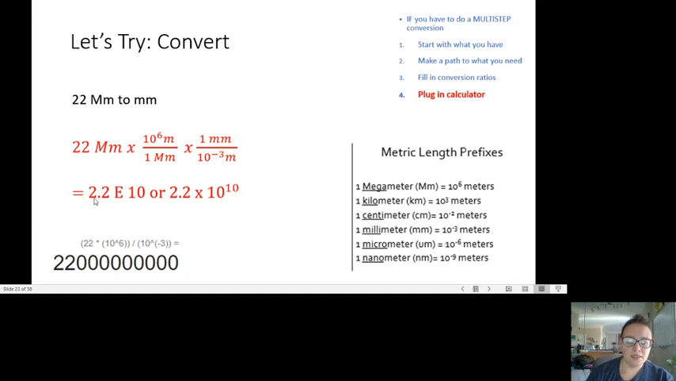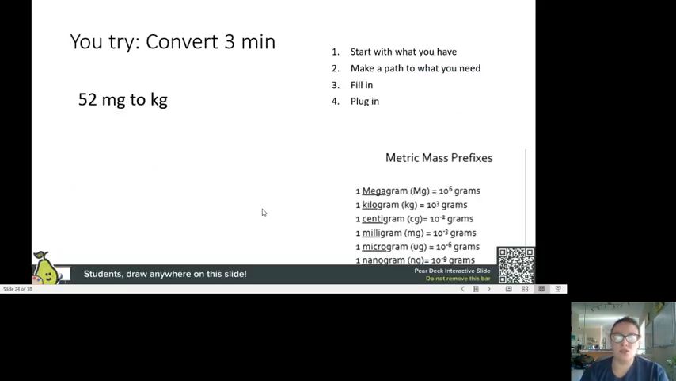And then we plug it in, we get 2.2 times 10 to the 10 millimeters. I don't know why Miss J was so bad about units, but there should be an mm for millimeters on the other side of this. I'm going to let you try this one. Pause the video. Start with what you have. Make a path using what we have over here in our metric mass prefixes. Fill in our ratios, and then plug it in to calculate.